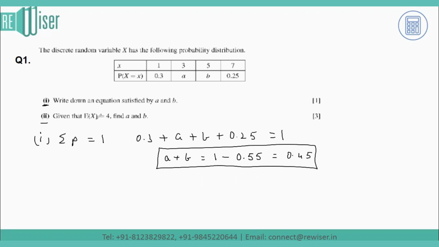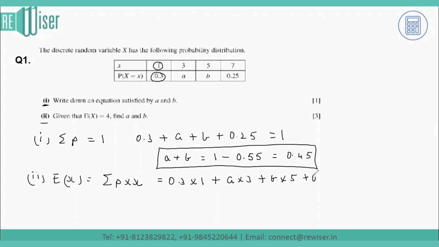Now, the second part of the question says, given that the expected value E(X) is 4. The formula for expected value E(X) is the summation of P into X. That means I have to multiply the probability value with the given X value and keep on adding. So P into X means 0.3 into 1 plus A into 3 plus B into 5 plus 0.25 into 7. That's the expected value, and in the problem they have given that the expected value is 4. That means this equals 4.